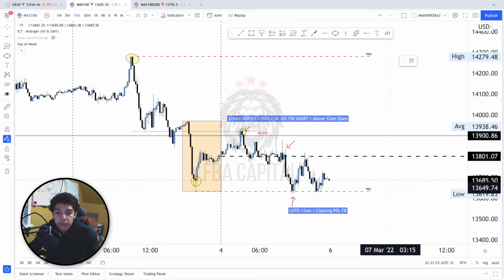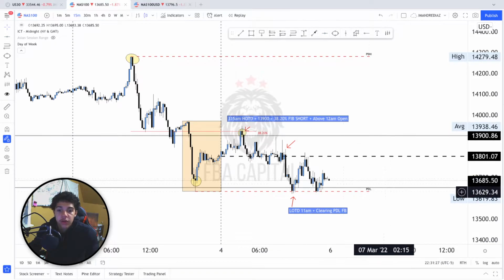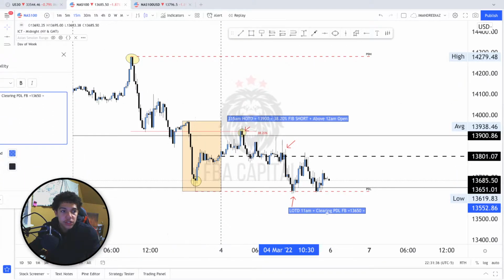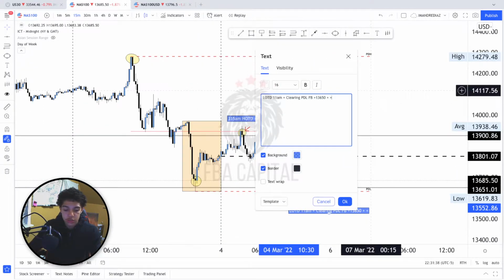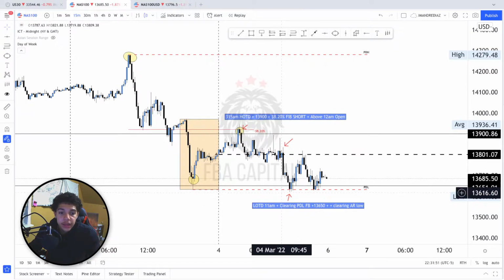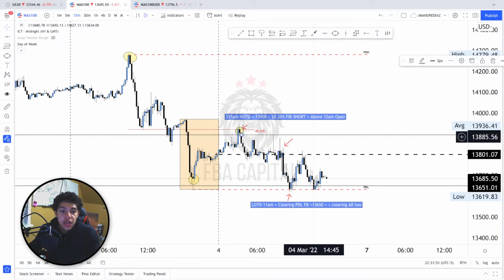So right here, we got 13,650. So that's a mid-figure level. We tapped in 13,650, along with clearing the Asian session low also. So we also cleared the Asian session low, along with this previous day's low. So we cleared the liquidity below here, and this is where price overall ended the day at the low of the day right here. So now, where could you potentially look to catch a potential trade?